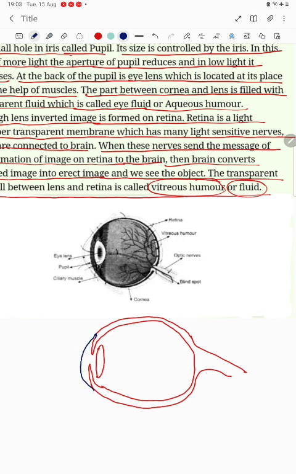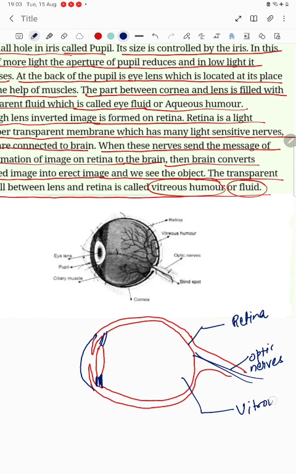Now this lens is also interconnected with the ciliary muscle. It regulates the size of the eye lens. The lens is also flexible. So what are the parts? The first one is called the optic nerve. The optic nerve sends the signal to the brain. Here is the retina, where the image is formed. The fluid filled here is called vitreous humor.